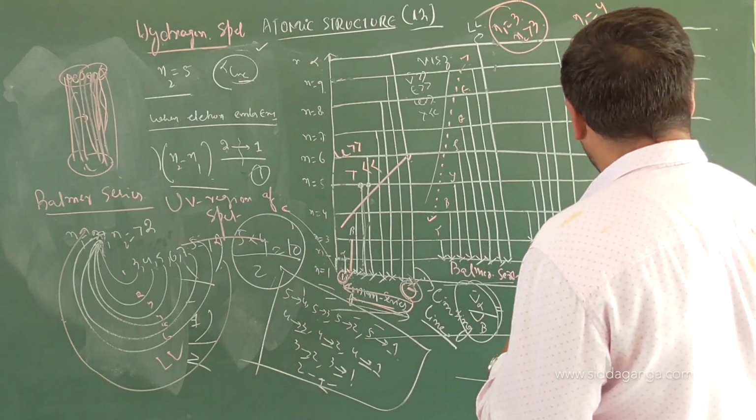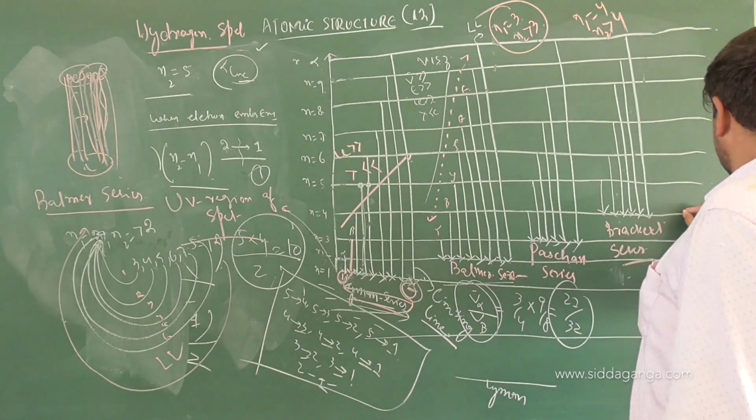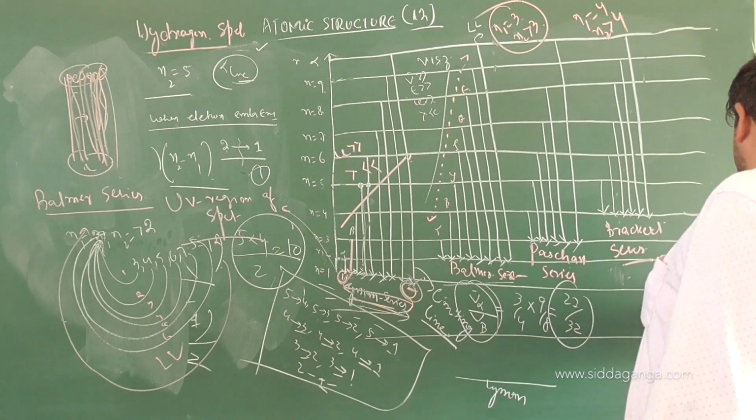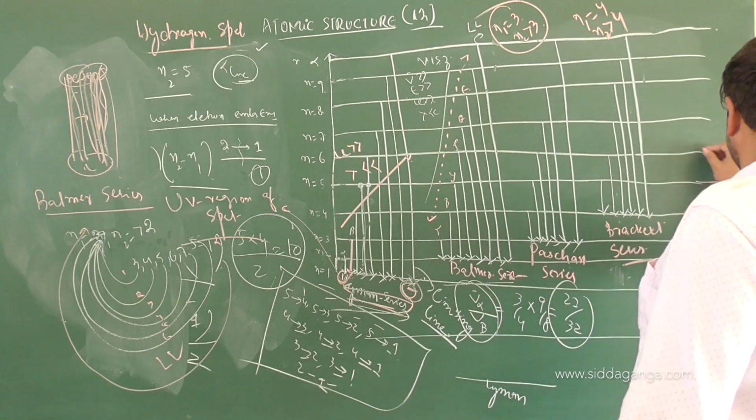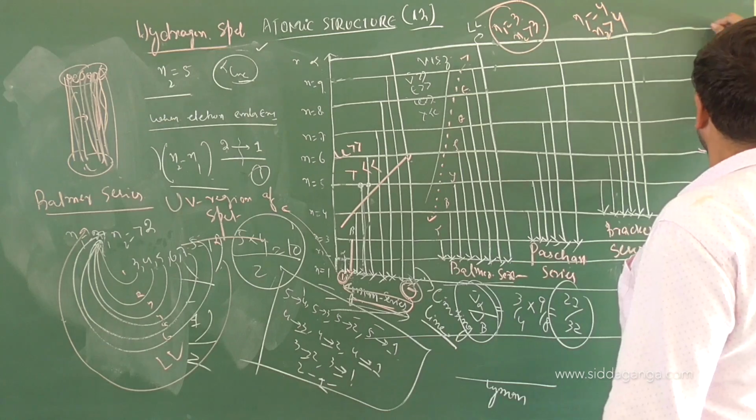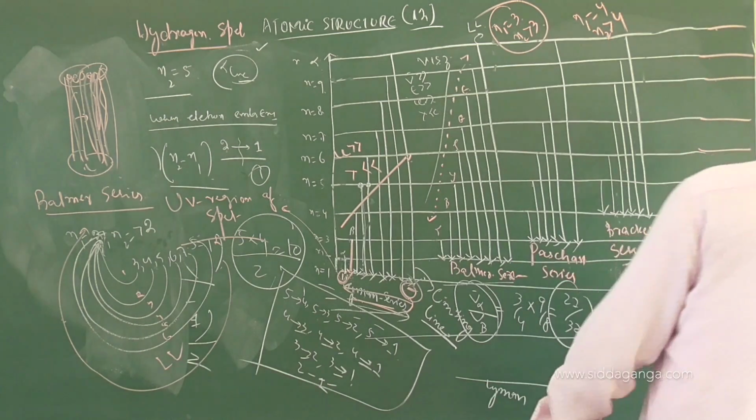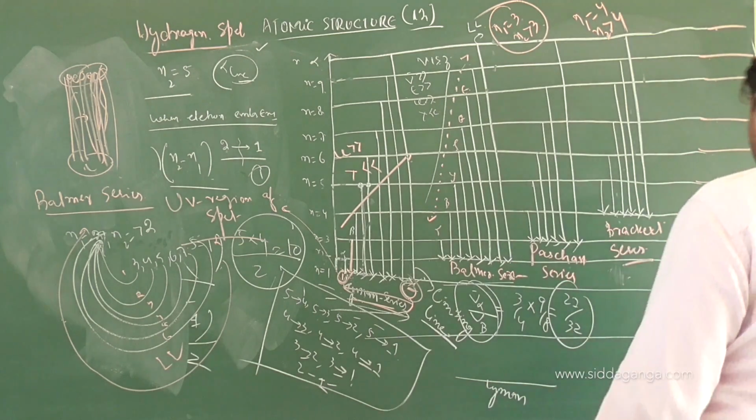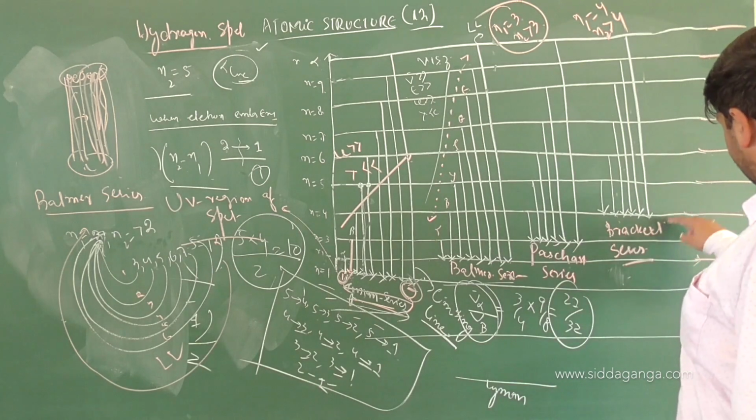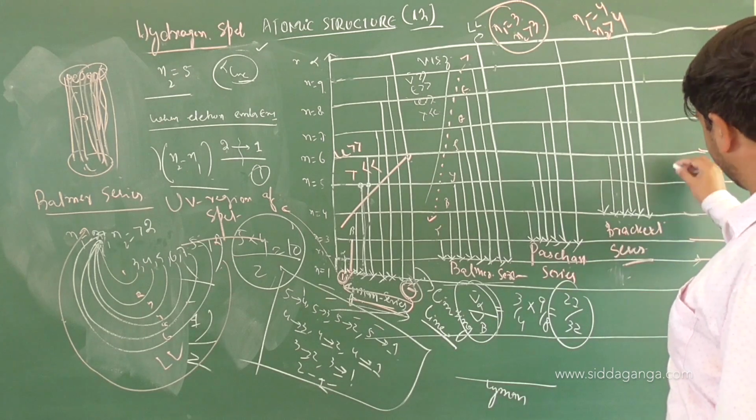Now next series is, I'll just extend it a bit so that I can draw the diagram. Okay children, so what's the next series which is available to you? Then next, what's the ground level? 5.